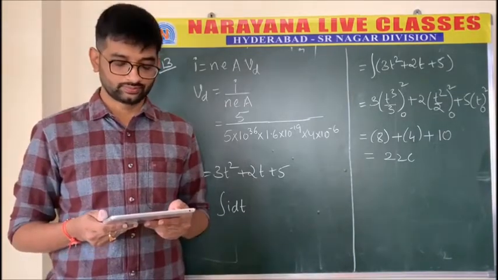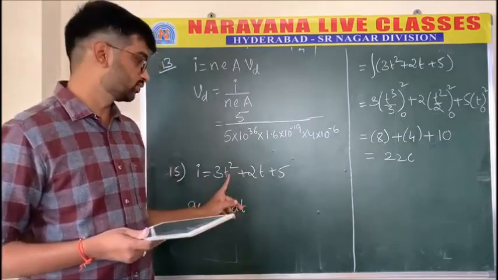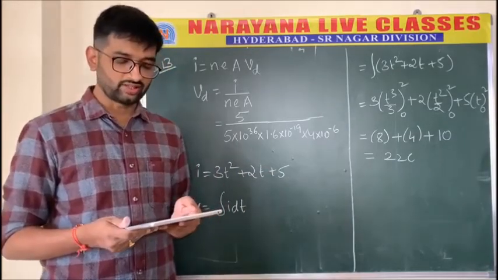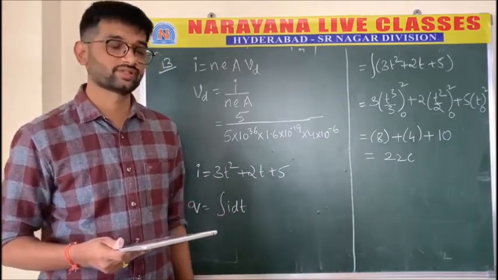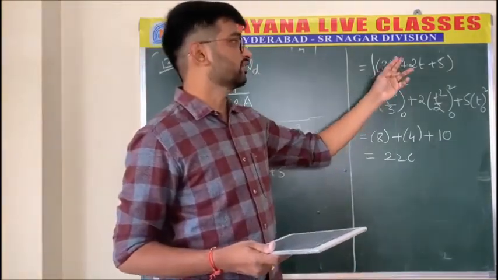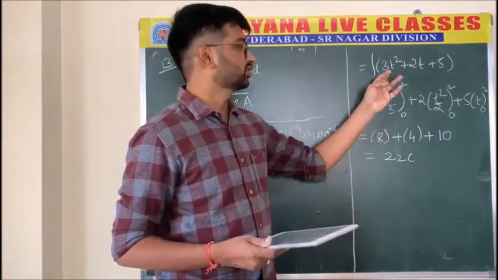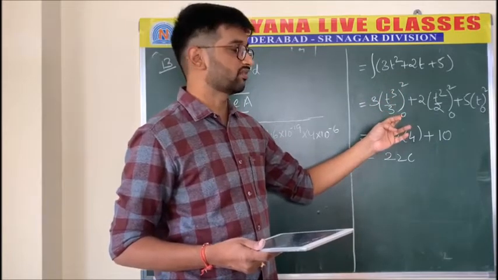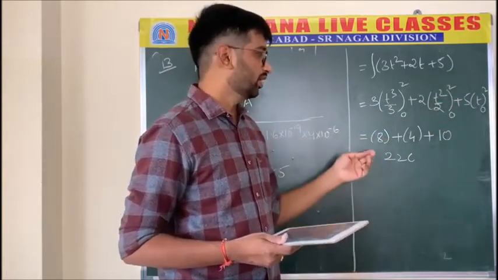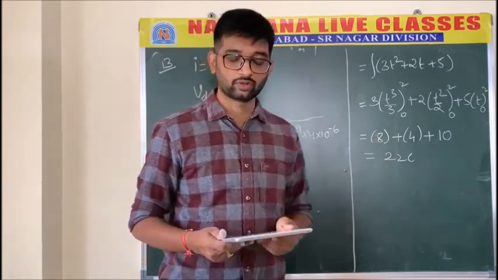Question number 15. The current flowing through a wire depends on time as I equals 3t square plus 2t plus 5. Then the charge flowing through the cross section of the wire in time t equals 0 to t equals 2 seconds. So we know charge is the integral of I dt. So I is 3t square plus 2t plus 5 into dt, and integrating t square gives t cube by 3. Limits are from 0 to 2. Integration of t gives t square by 2 and integration of dt is t, and hence after substituting, we get the total charge flowing to be 22 coulombs.